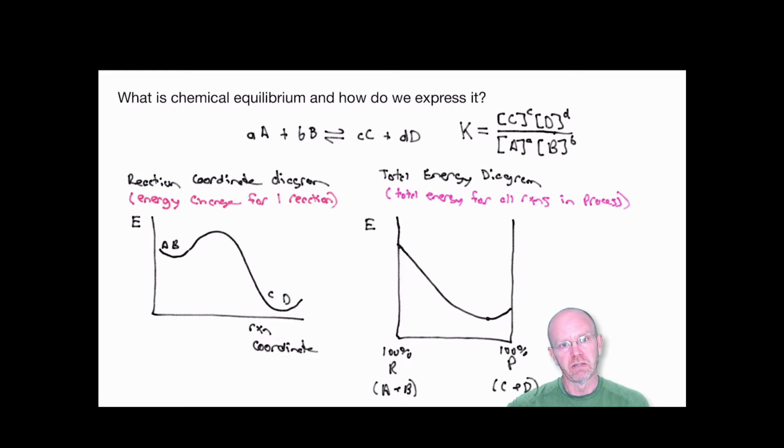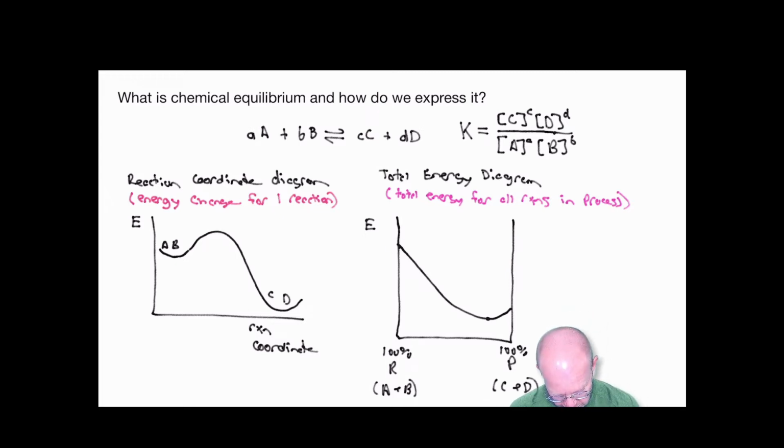Another kind of energy diagram that is coupled to this reaction coordinate diagram is a total energy diagram. When you're thinking about a reaction flask where you've added some A and some B, there are billions and billions of A's and billions and billions of B's. Each time they traverse this process, each one of them has this energy change, going from something higher in energy to something lower in energy. But if we think about the energy of the whole collection of them, now we're talking about something called the total energy.